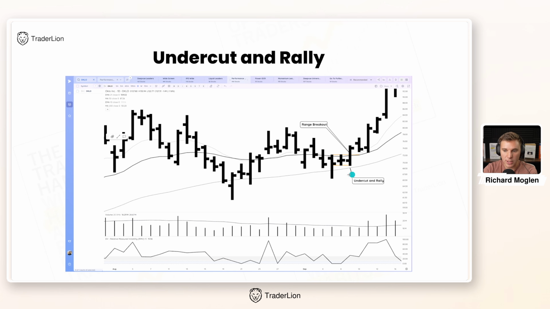tremendously well. So this is a great example of Undercut-and-Rally, and you'll see this all the time with ranges, especially maybe shorter ranges where this range really is 1-2 days. And very quickly you get an Undercut-and-Rally, and we're off to the races. So that's a great example here with OKLO.